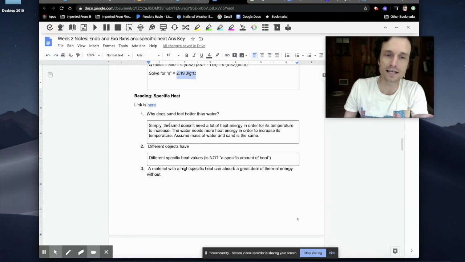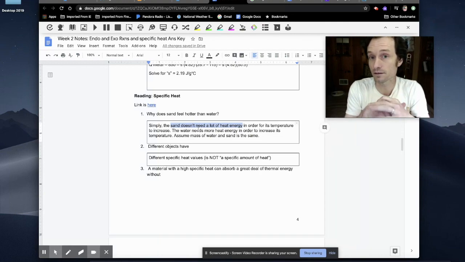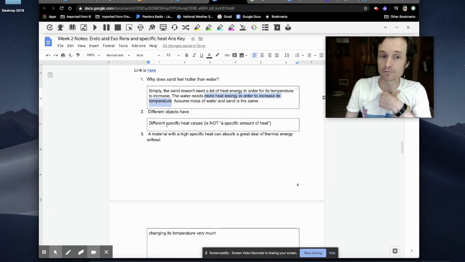It's because the sand doesn't need as much energy to heat up in order for its temperature to go up. So you can have the sun on the sand. It will get really hot, but the water barely raises the temperature very much. And it's because of this idea of specific heat, that there's more energy required. The water requires more energy to increase its temperature. Different objects have different specific heat values. Okay, it's a property of material.